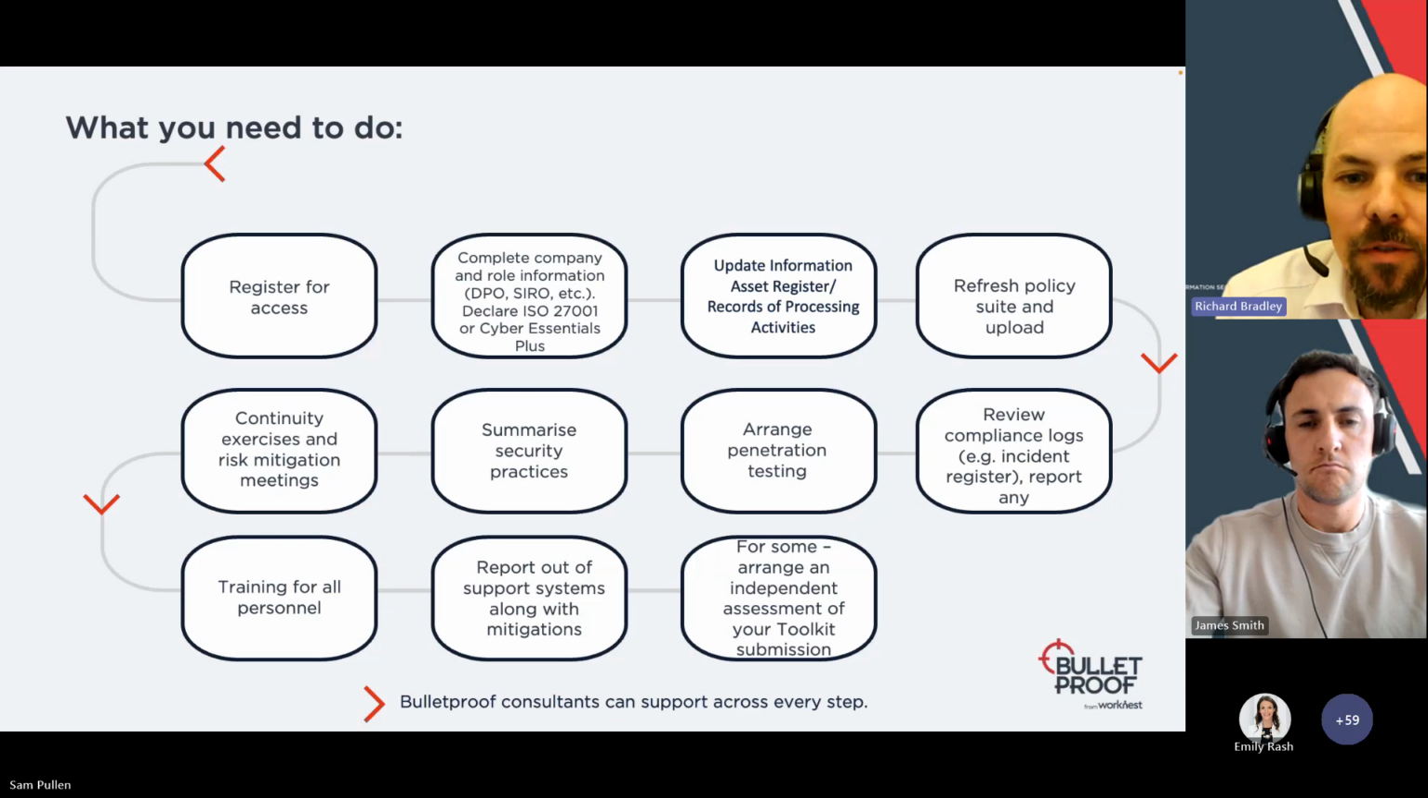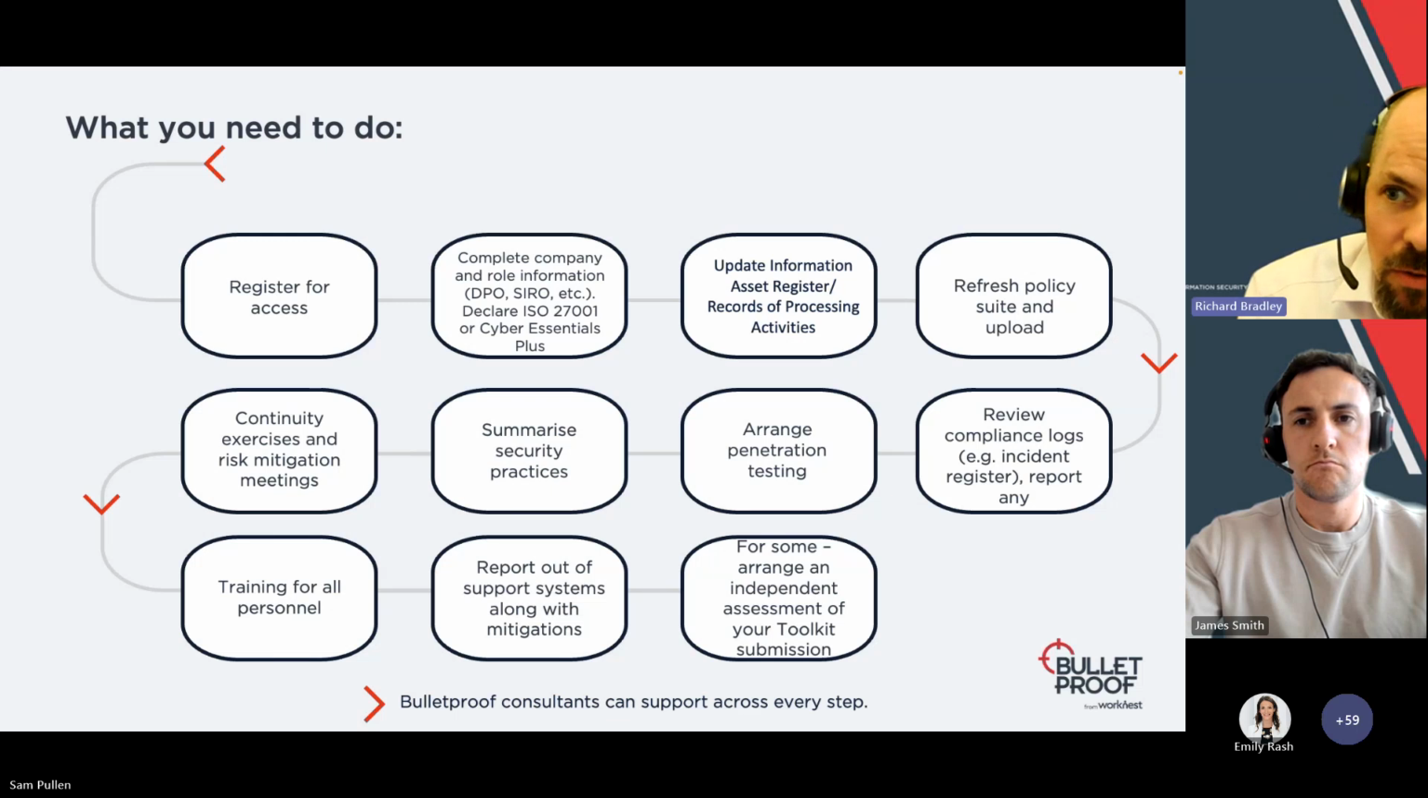A report on the out of support systems and the mitigations for these, and this is something they do look into, because using this essentially as surveillance across the country to see, is this a trend that's improving or is it getting worse? Are there lessons that everyone can pick up from this? For some, as mentioned before, arrange an independent assessment of your toolkit submission. Now, this one's at the end because that's when the activity will happen, but we do recommend looking at that early in the process in terms of arranging it.